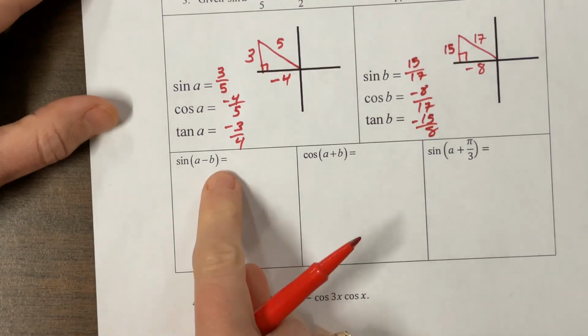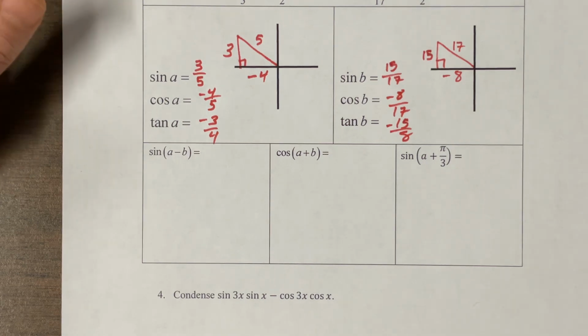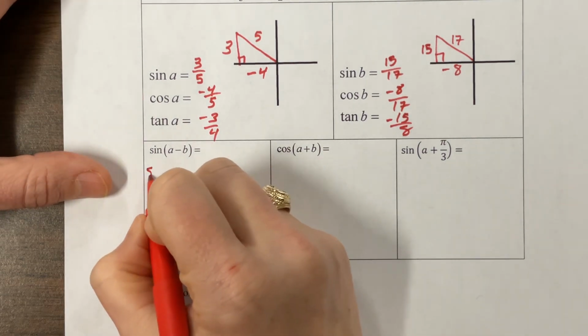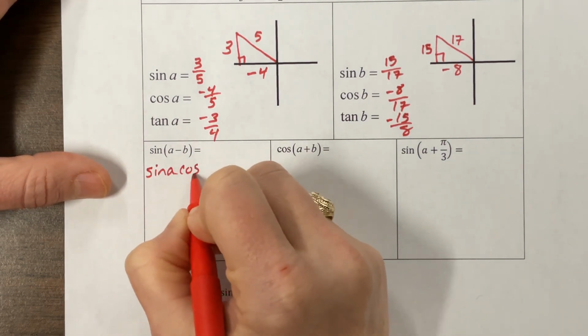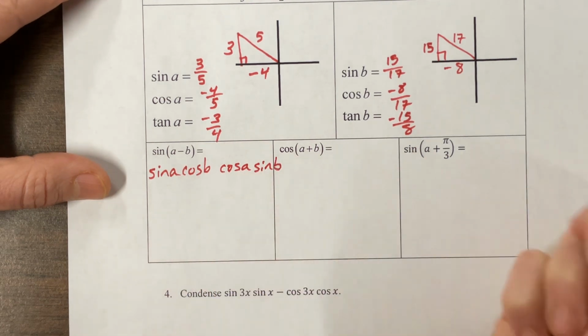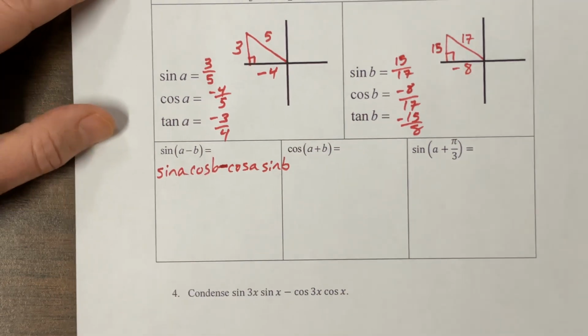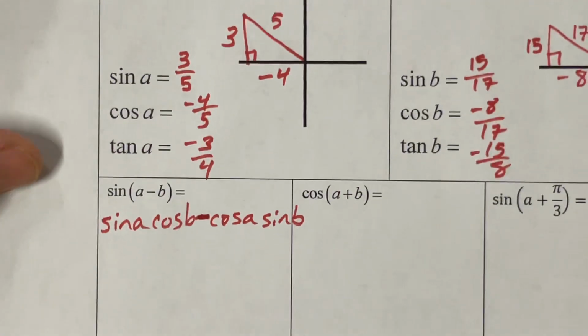Okay, and so now they've asked me to do these 3 different scenarios with the sum and difference. And so I can say, sine, remember, is sine, cosine, cosine, sine, with the same sign. I didn't give myself enough space. Okay, so let's just, there we go.